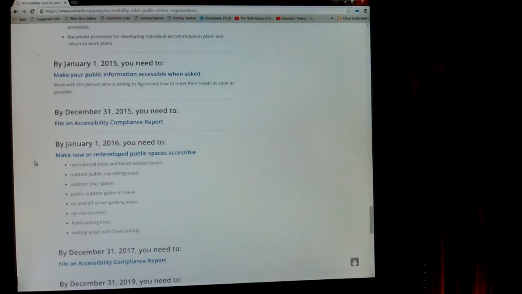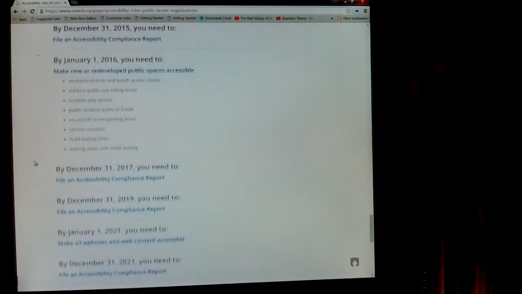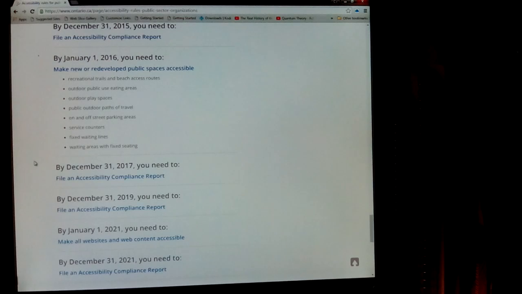By December 31st, 2015, you need to file an accessibility compliance report. By January 1st, 2016, you need to make new or redeveloped public spaces accessible: recreational trails and beach access routes, outdoor public use eating areas, outdoor play spaces, public outdoor paths of travel, on and off street parking areas, service counters, fixed waiting lines, waiting areas with fixed seating.